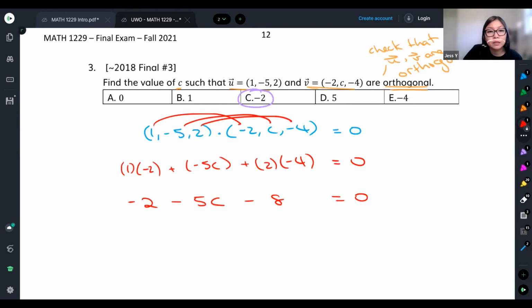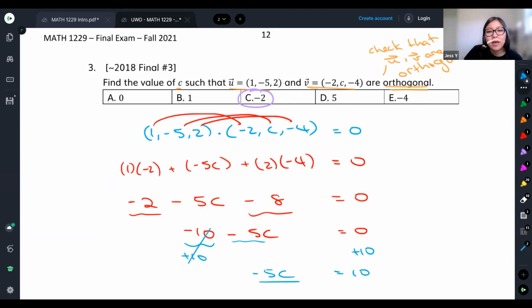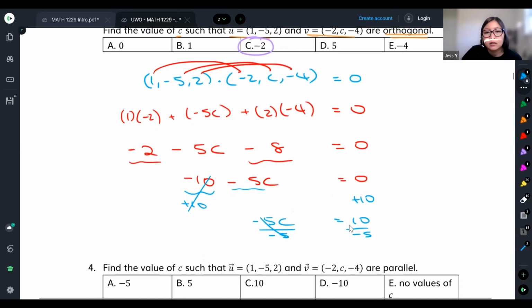Let's group the like terms. -2, -8 gives us -10, minus 5C is 0. Then we have to solve this equation. First, don't touch the -5 because that's too close to C. Let's get rid of the -10. I'm going to add 10 to both sides so that we move it to the other side. So we have -5C equals 10, and then we divide by the -5. You've got to deal with your addition and subtraction before you deal with the multiplication and division. So C is going to be -2. So that's how we got that answer.